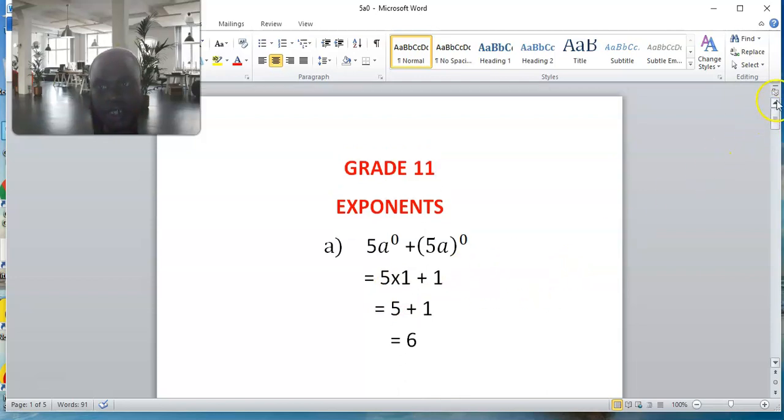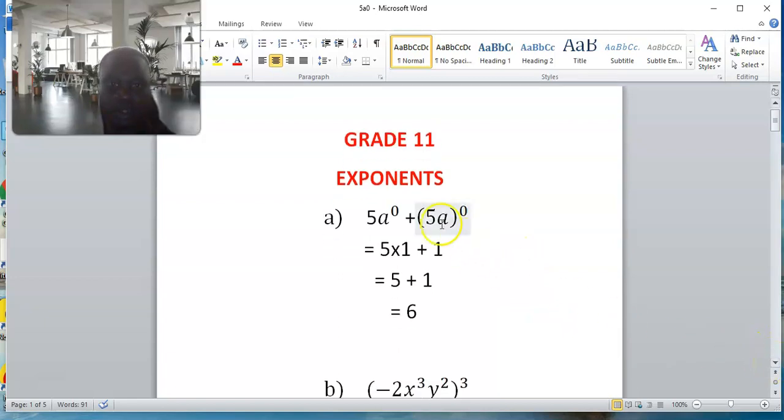This is a question somebody gave me to assess, so I want to share it with you. The question says we should solve for this exponent: 5a exponent 0 plus, in brackets, 5a all exponent 0.